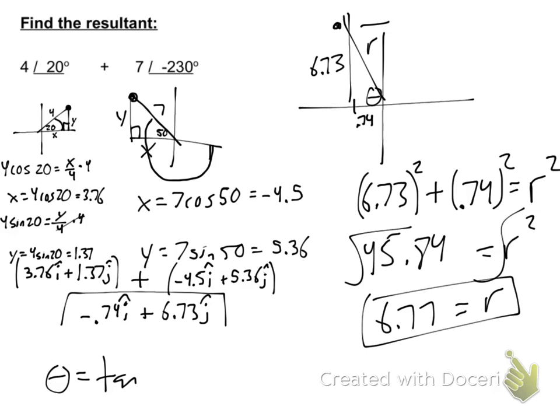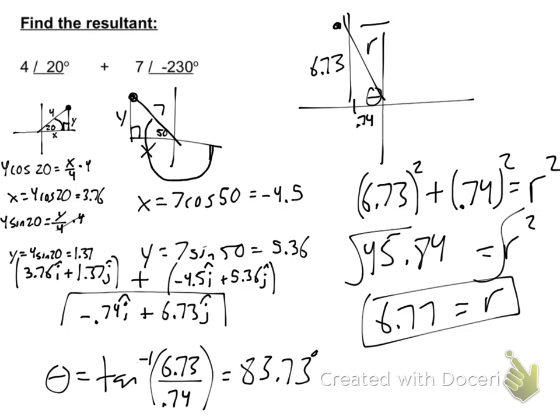Remember, theta is the inverse tangent of your ratio, and that ratio, who cares about negatives, 6.73 over 0.74. So it's about inverse tangent of around 9-ish probably, right? What do we end up getting? 6.73 divided by 0.74. 83.73. Okay. Hopefully someone else can back this up.